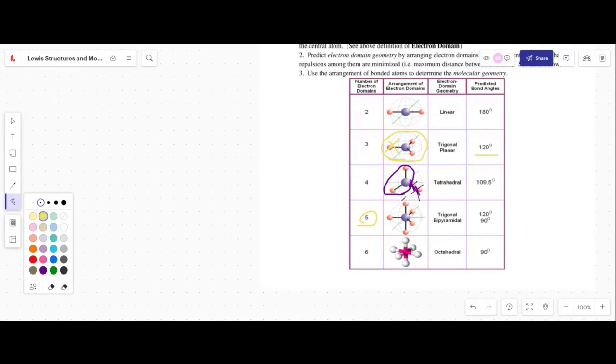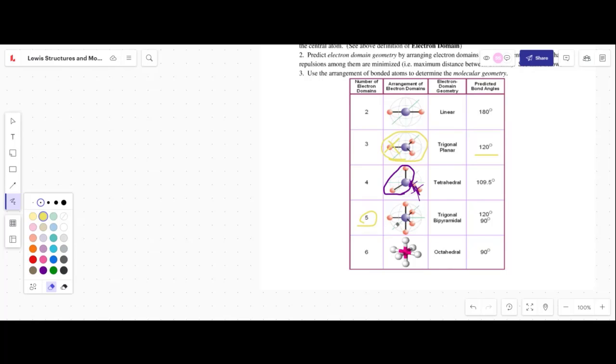Well, what do I do? Do I ignore the top and the bottom and make it trigonal planar? Or do I ignore 1 top and 1 side, and it becomes kind of a weird, almost squared-off shape? Or do I ignore 2 in the middle and it becomes kind of like a T?